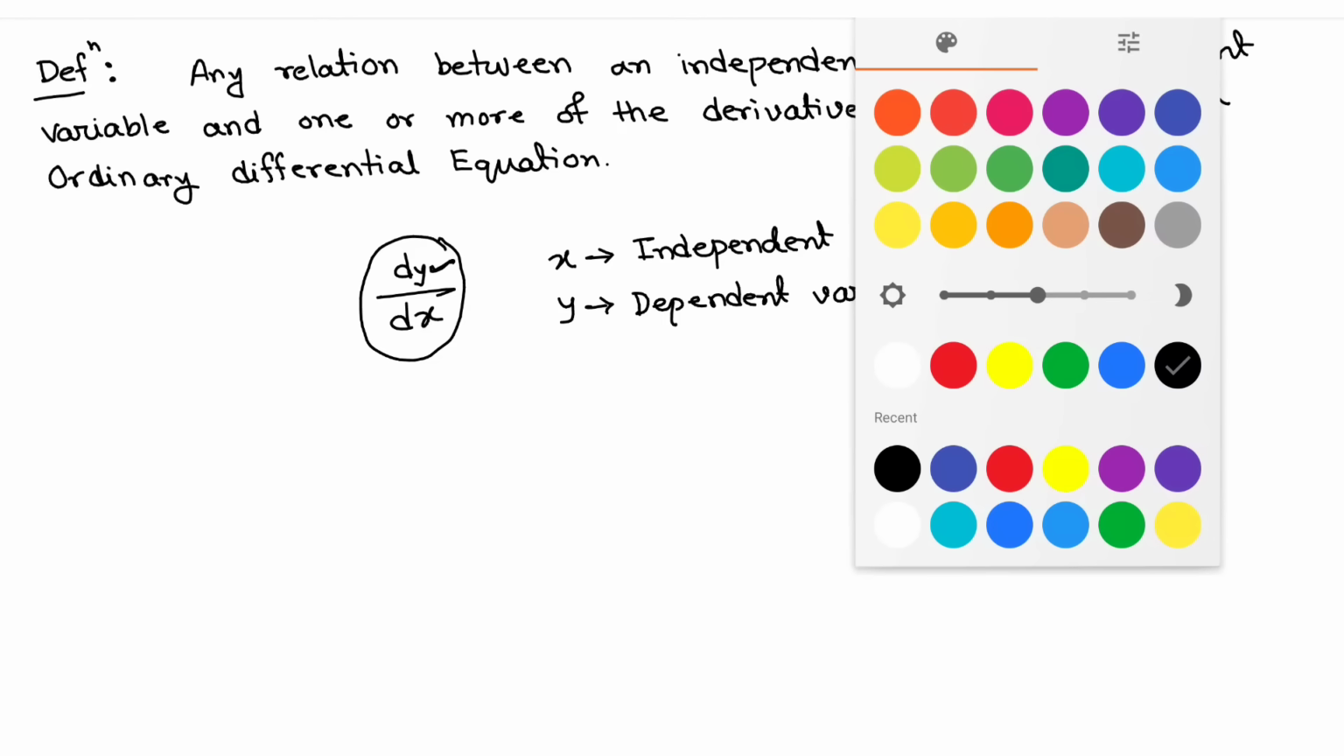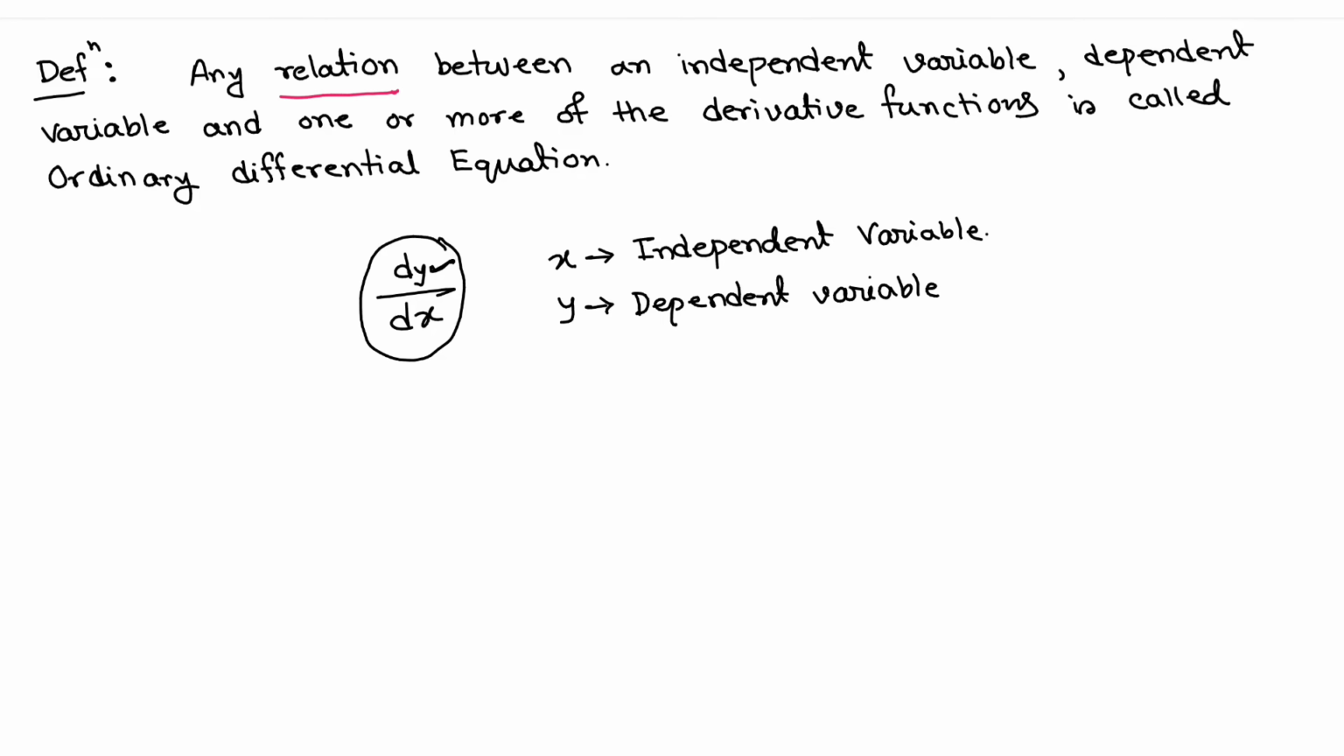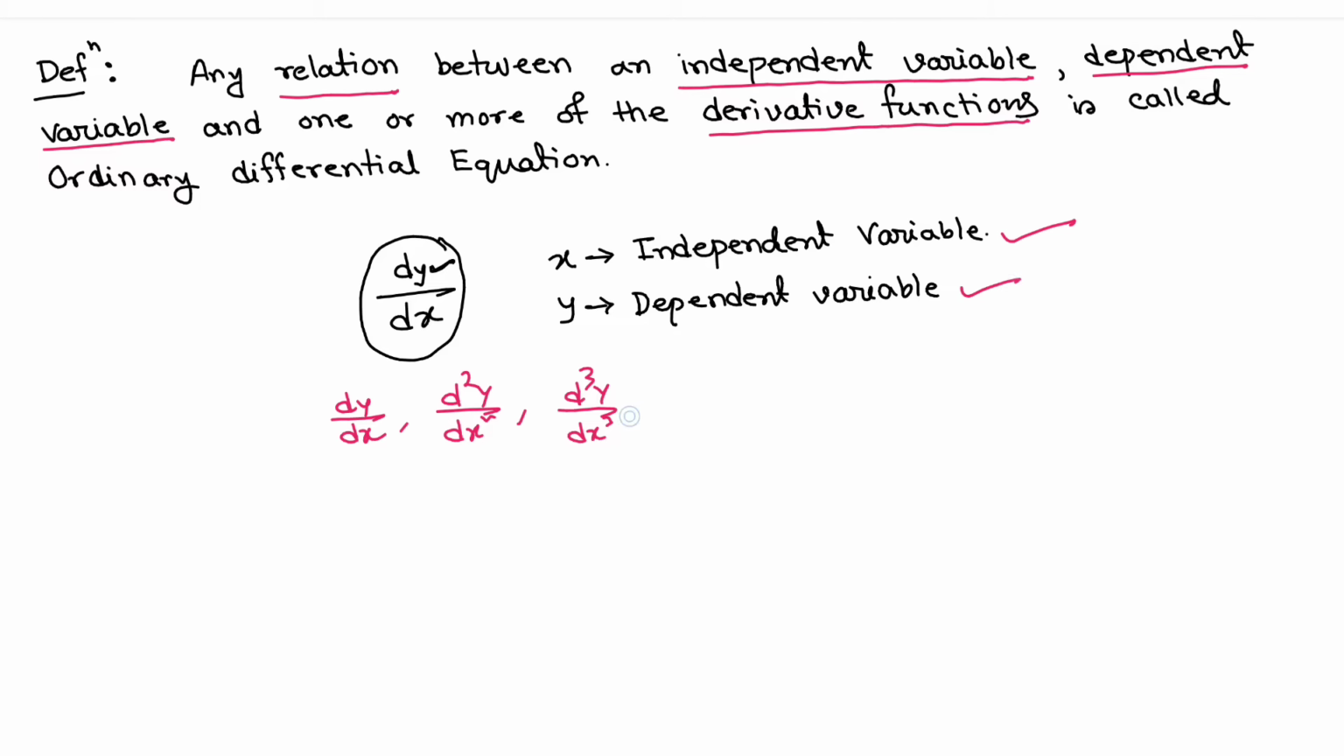Here the definition says any relation between an independent variable, that means x, and a dependent variable, that means y, and one or more derivative functions. Derivative functions means maybe there will be dy dx, maybe d2y dx2, maybe d3y dx3, and so on. Using these variables and derivative functions, we can form an equation, and this equation is called ordinary differential equation. Now the question is, why is it called ordinary?